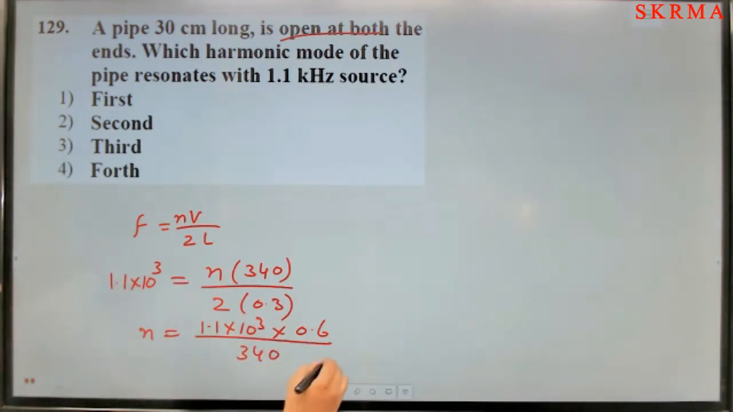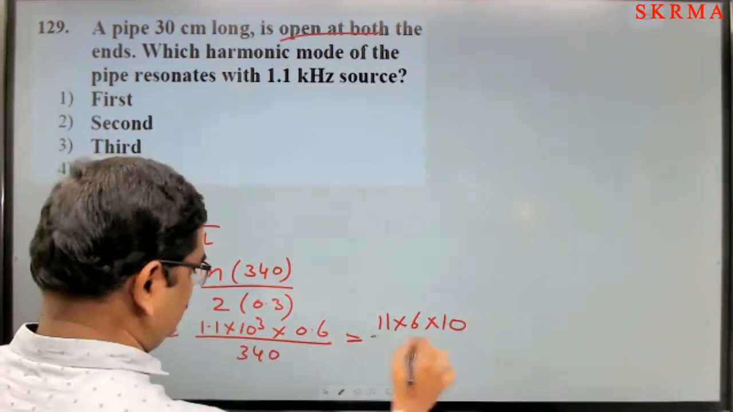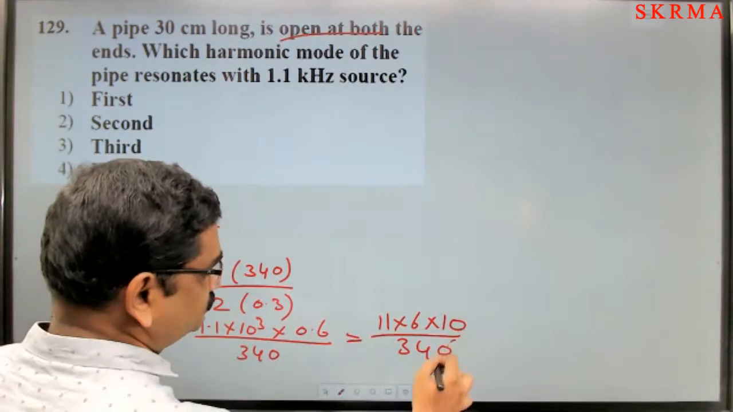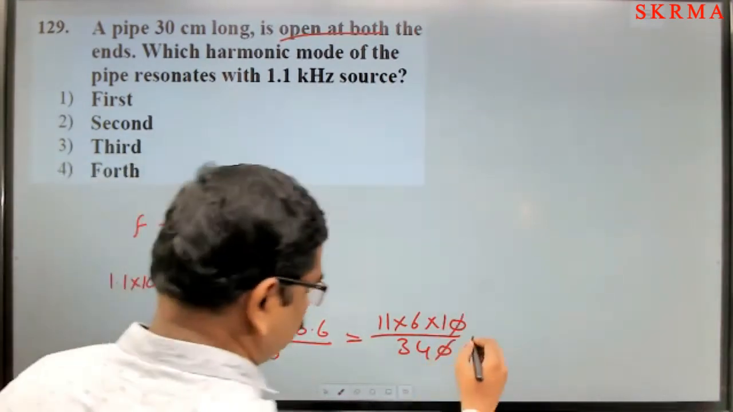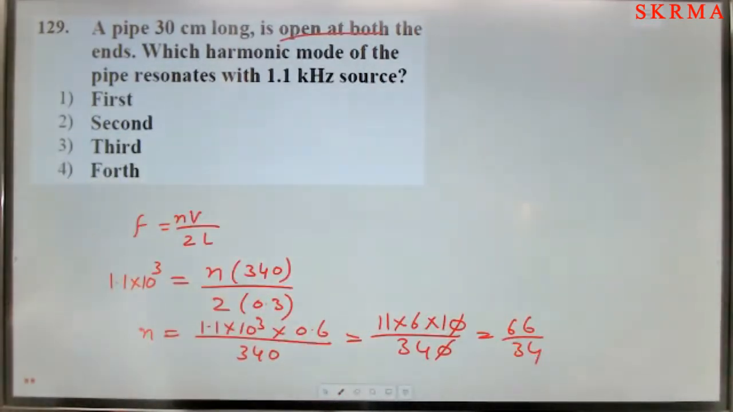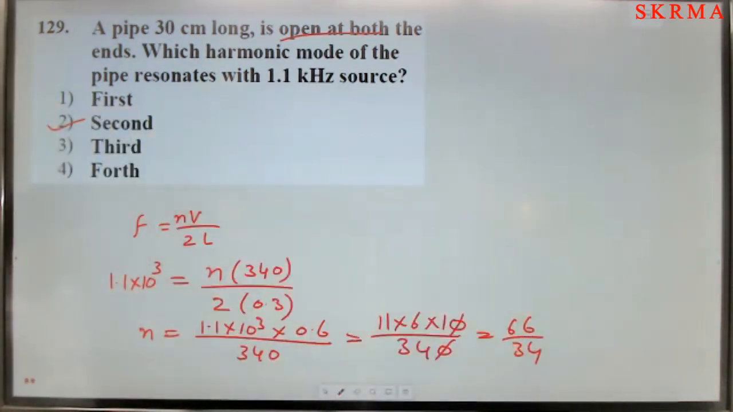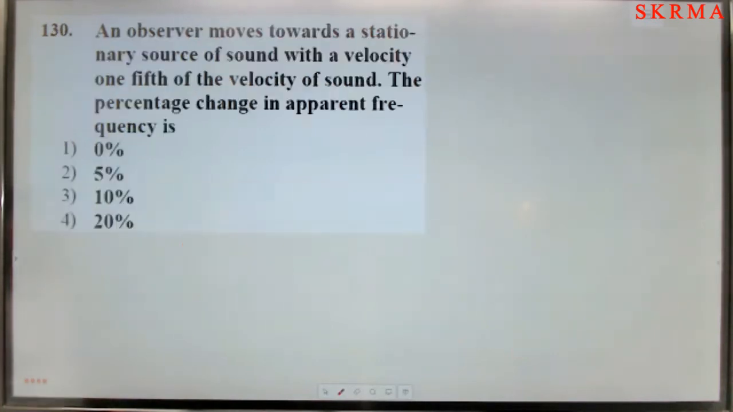So how much is it? 11 into 6 into 10 by 340, 66 by 34. So around 2. Around 66 by 33 means 2, no? So you can select it, second harmonic.